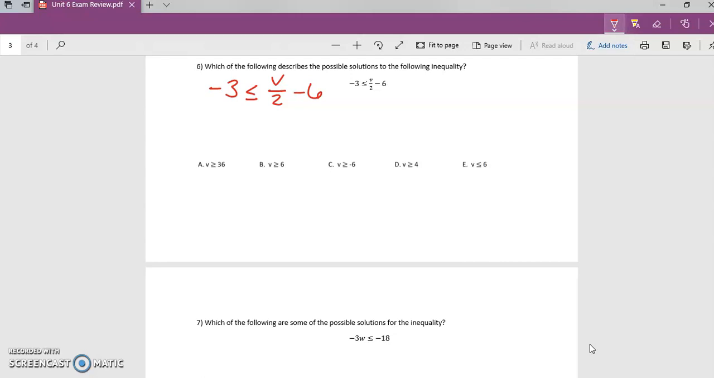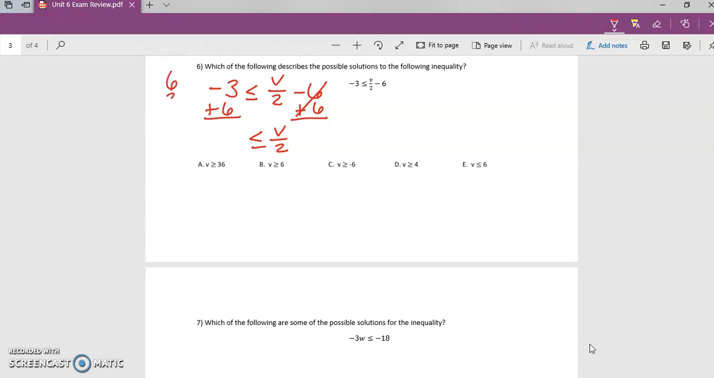I can get rid of my constant first. And again, this time it's on the right hand side, so it's going to look like we're doing it backwards, but it's the same thing, same steps. So we say, okay, plus 6 on this side, plus 6 on that side. Those are going to cancel. I'm still left over with v divided by 2 less than or equal to negative 3 plus 6.